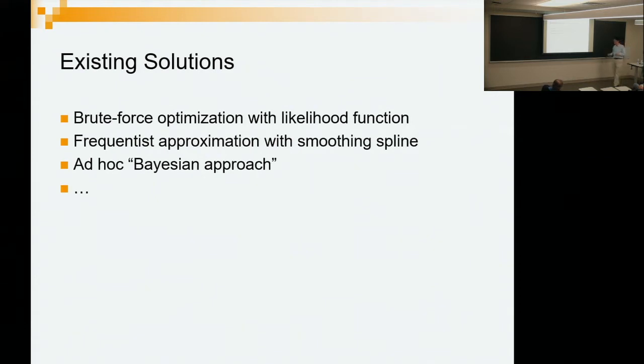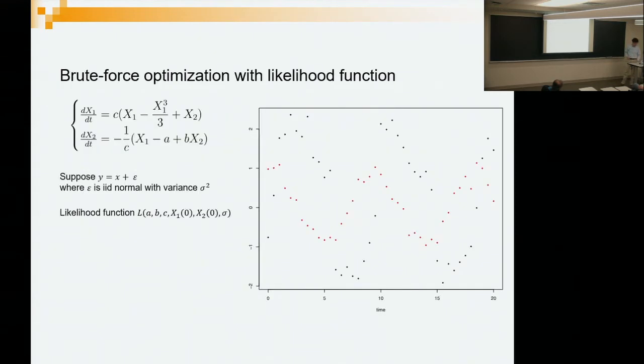And there are other approaches. You can utilize smoothing splines, and there are also in the literature ad hoc Bayesian approaches. The reason I call it ad hoc is that it is tricky to really write down the thing in a principled Bayesian way, to make everything make real sense and connect with what Bayesian statistics is talking about. So here's the example of what I mean by brute force optimization.